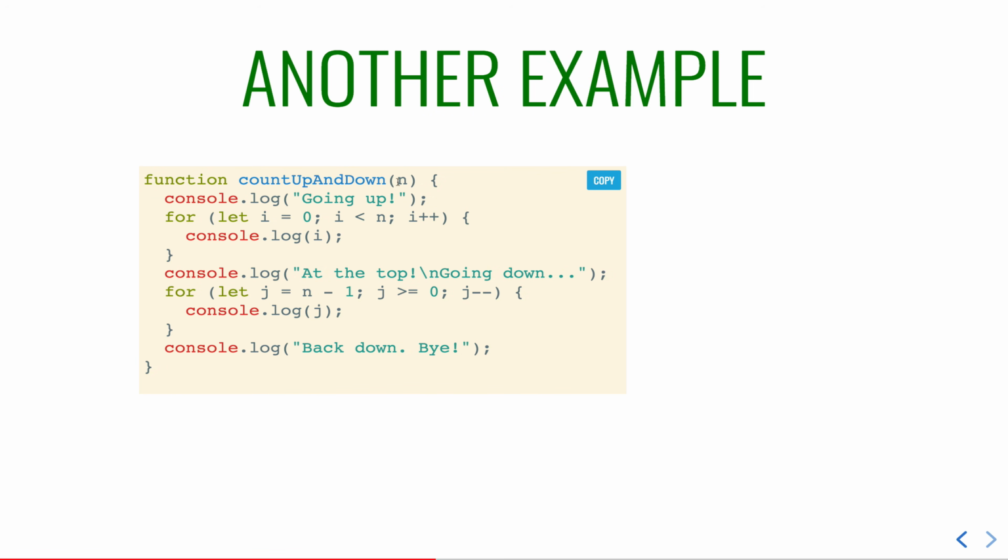Count up and down. It takes a number n, and it prints all of the numbers from 0 until n, and then it does the opposite going down. So it goes from n down to 0, and it prints all the numbers. In this case, we have 2 loops.